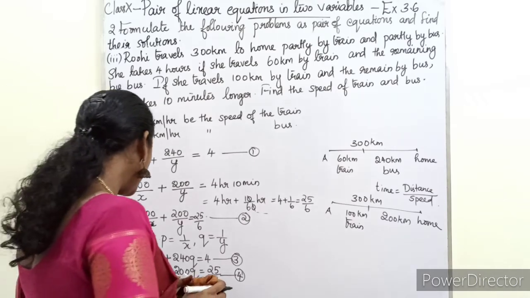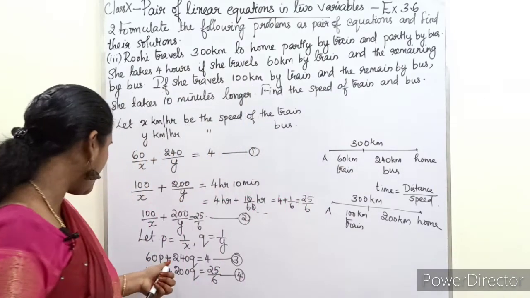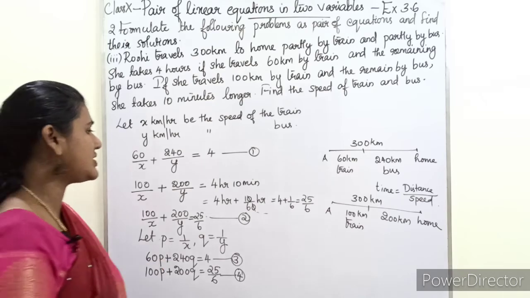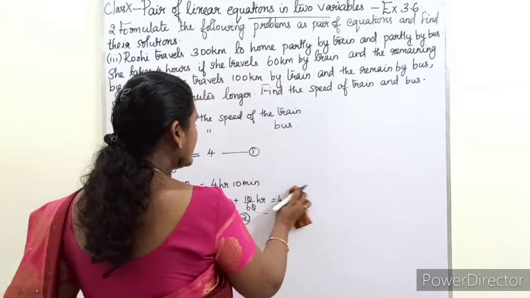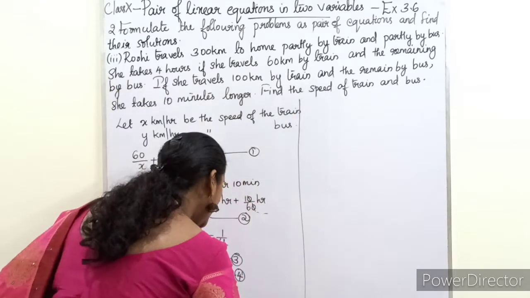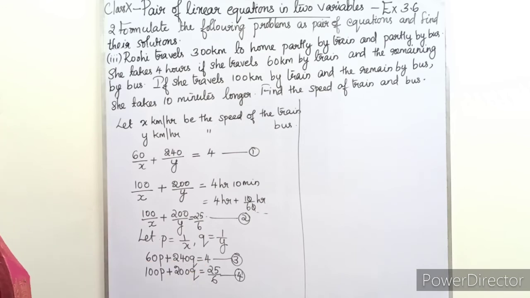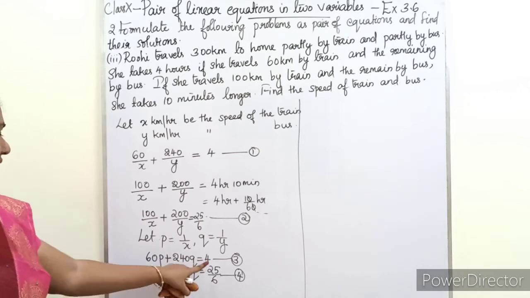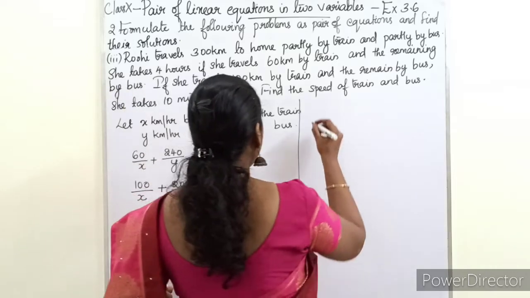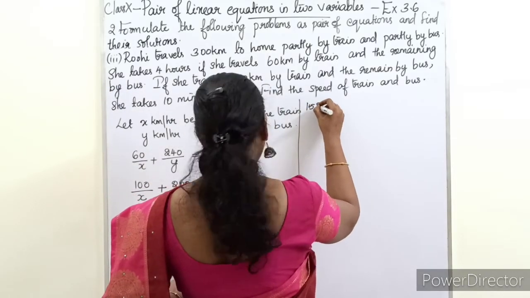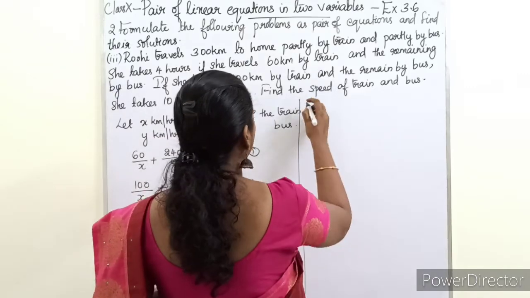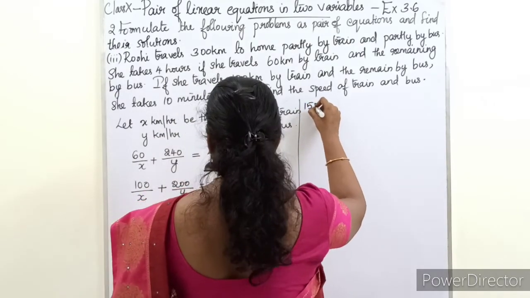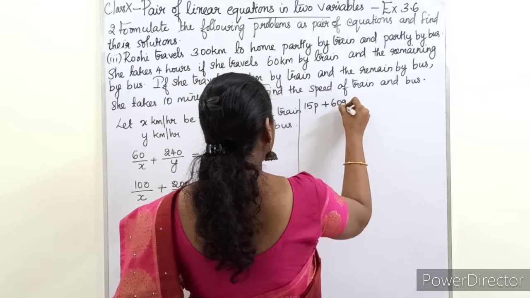Okay, so now we have to simplify this. We will simplify these two equations first. The first equation, 60p plus 240q is equal to 4. Using the 4 table we can divide this equation. I am going to divide by 4 because all are multiples of 4. So 60 by 4 is 15p plus 60q is equal to 1.